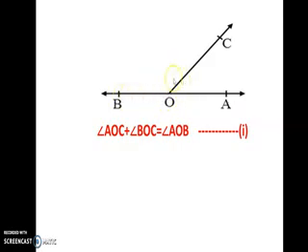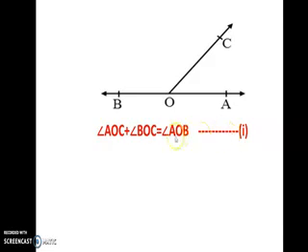So the sum of adjacent angles is equal to the angle formed by the non-common arms, that is AOB. So angle AOC plus angle BOC is equal to angle AOB. Let this equation be equation number 1.